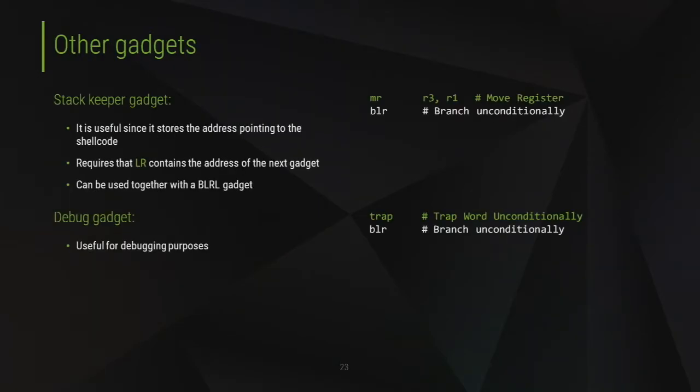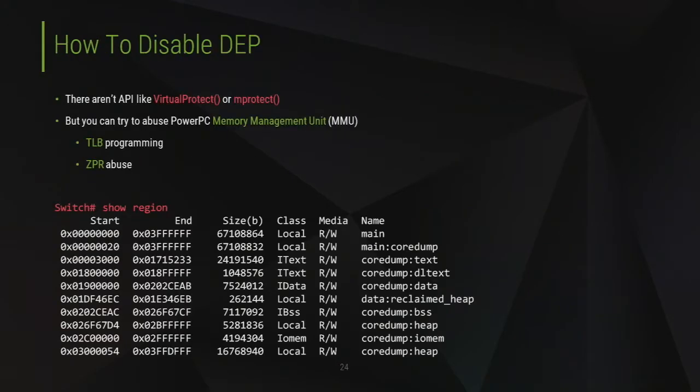Here's another couple of useful gadgets. The stack keeper gadget allows saving a pointer to the stack, which is quite convenient, since it will point to our shellcode. The debug gadget is useful for debug purposes. Basically, if the context of the vulnerability allows, then you can create an exploit using only the gadgets above.